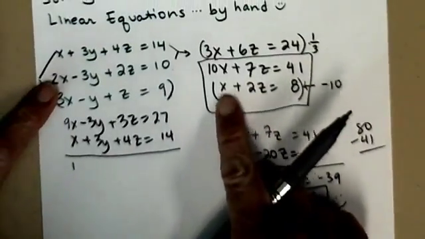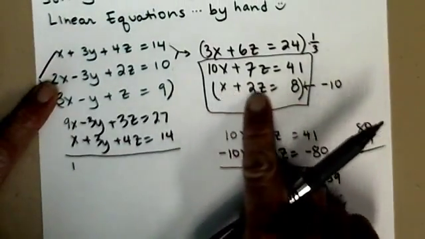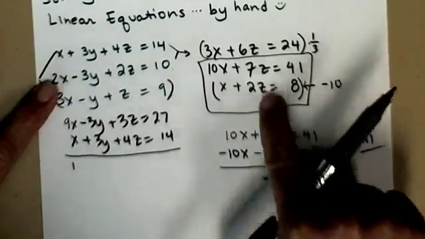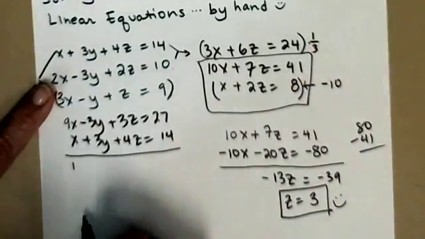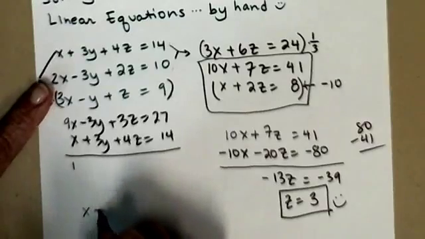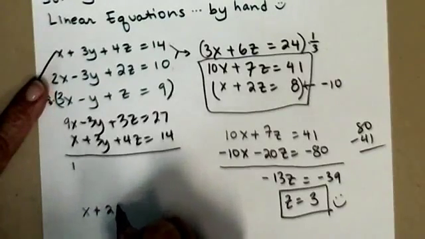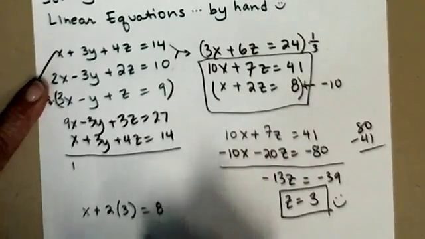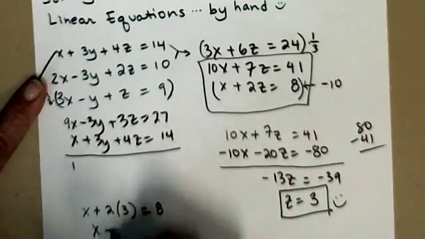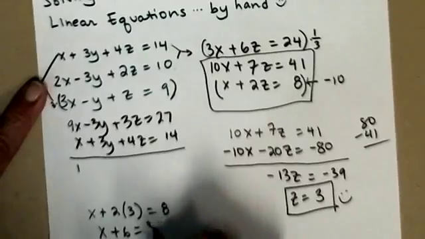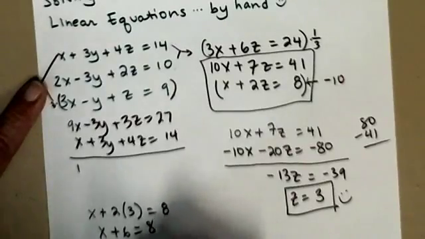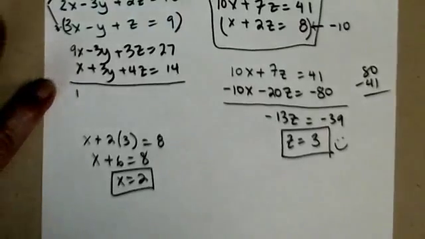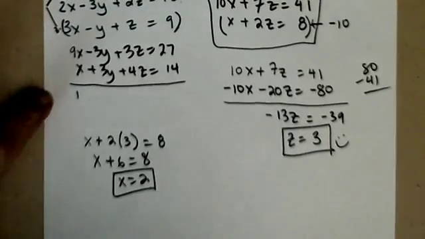So here's a relationship I have between x and z and constants. So I know that if z is 3 and I plug that in, that'll tell me x. So here we are looking for x. X plus 2 times z, which we know is now 3, equals 8. X plus 6 equals 8. Looks like x is 2. Okay. And so we still need to know what y is.